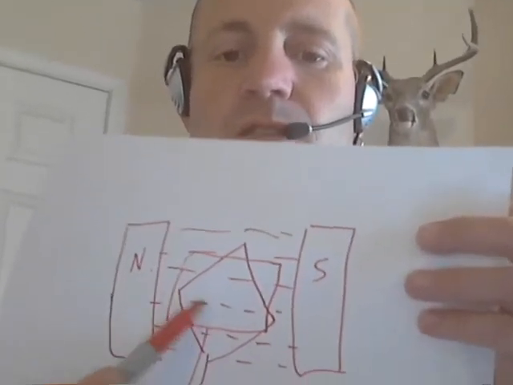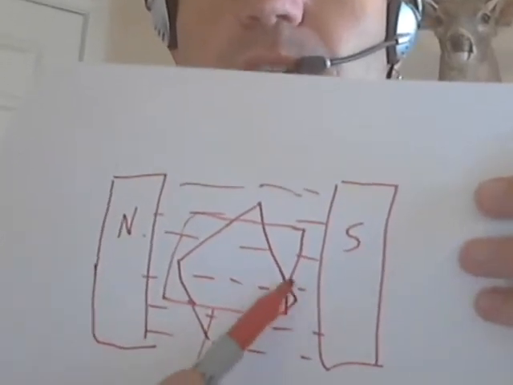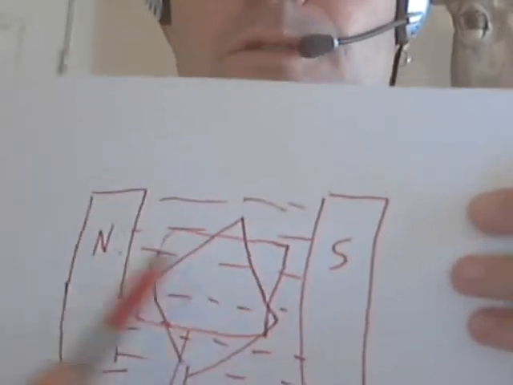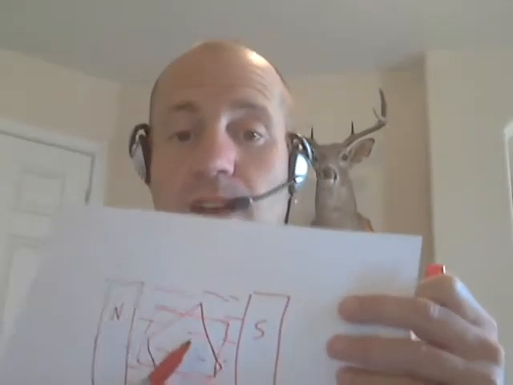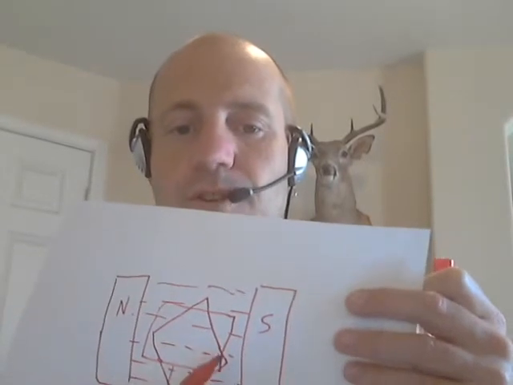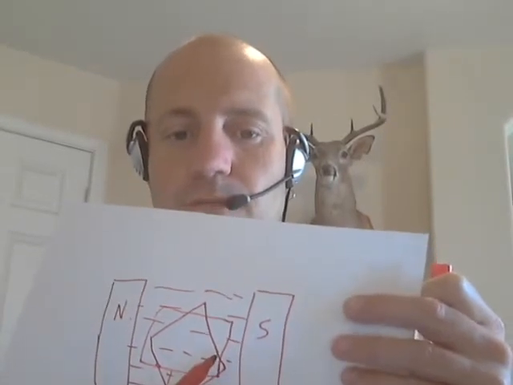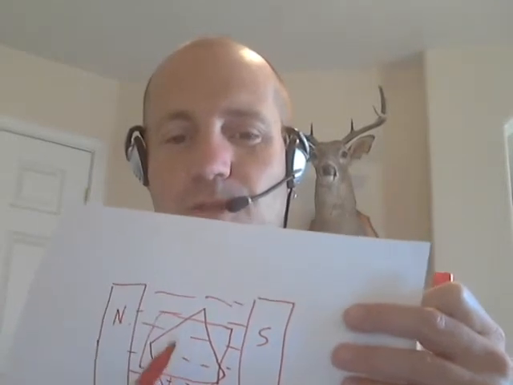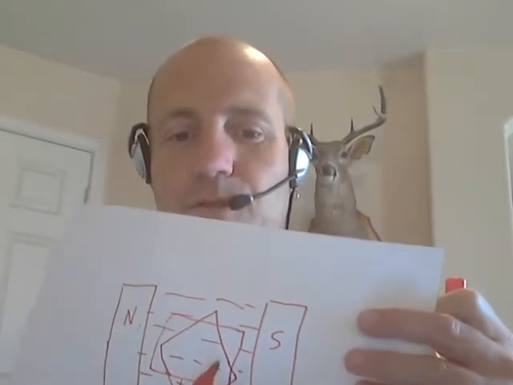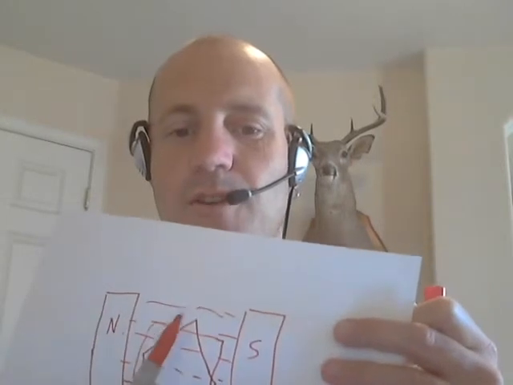Okay, so right now, because this loop of wire is parallel to the lines of magnetic force, it's not cutting across anything, and so there's not really a voltage generated. In other words, we have 0 volts. But then we start to cause it to move, okay? And so now it moves in, let's say, a counterclockwise direction.